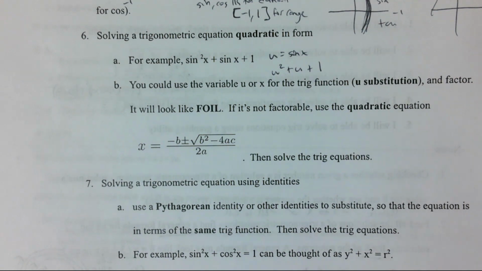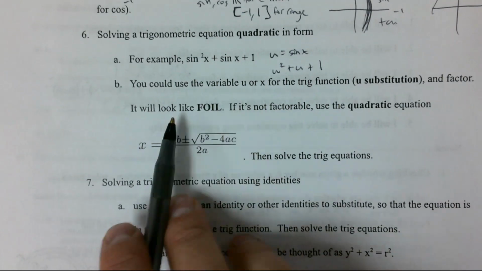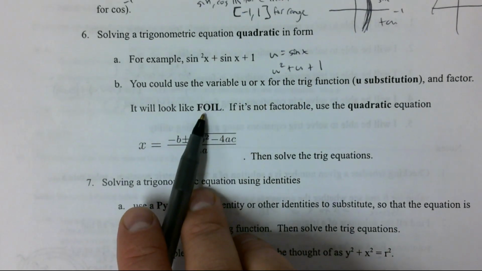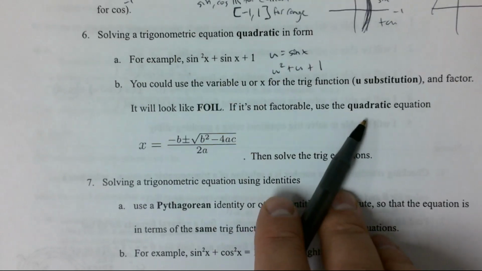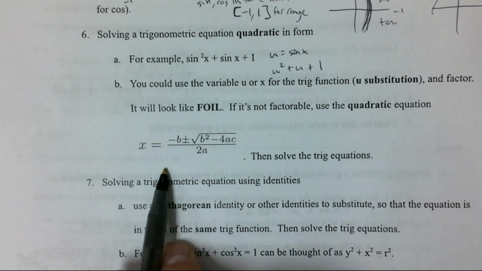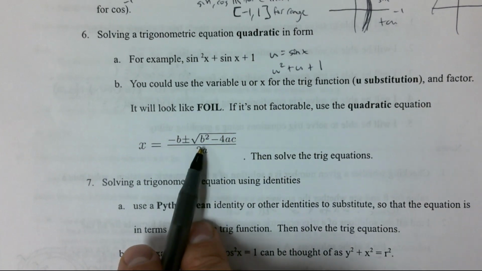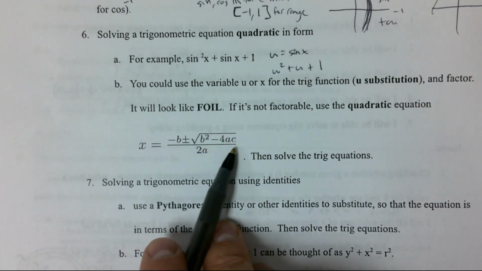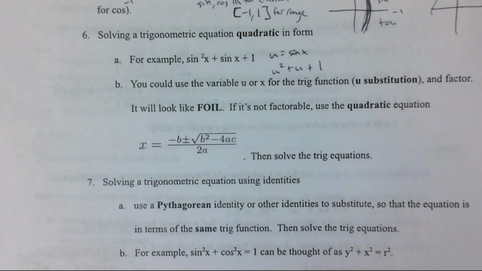Now, when you're doing problems like this, you could factor, and so it's going to look like FOIL. If it's not factorable, then you have to use the quadratic equation, which is this formula, negative b plus or minus the square root of b squared minus 4ac, all of that over 2a, and then solve your trig equations.